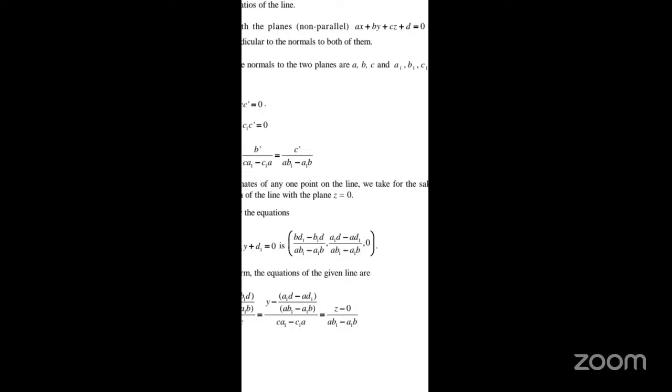Now you have to substitute in the symmetrical form x minus x1. What is the value of x1? X1 means x1, y1, z1. How to get x1, y1, z1? Here the z coordinate is 0. We are taking the equations ax plus by plus d equal to 0 and a1x plus b1y plus d1 equal to 0. So any point with z1 coordinate 0, we are getting the x1, y1 coordinates through the CMR expression, cross multiplication rule.